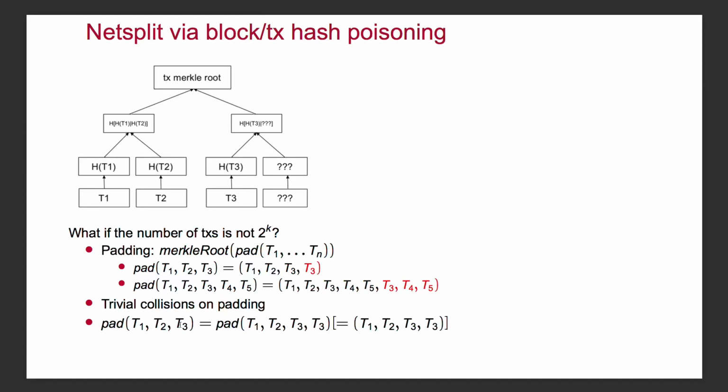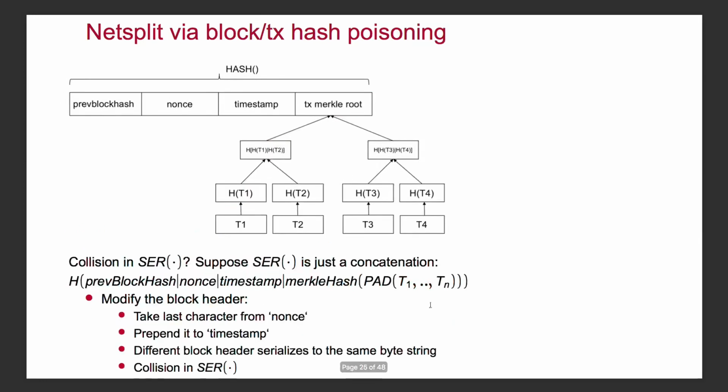So if we take T1, T2, T3, the result of the padding is going to be T1, T2, T3, and T3. And if we take T1, T2, T3, and T3, well, the padding is not going to do anything. So the result is going to be the same. So here, this is a collision on the padding function, and the padding function is really used here in the whole construction.